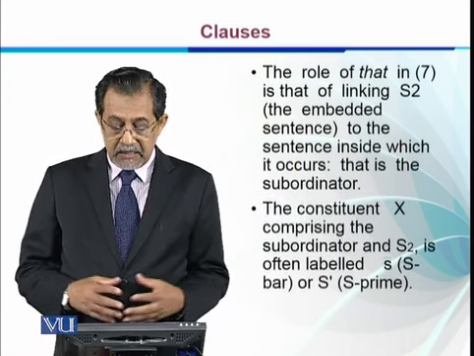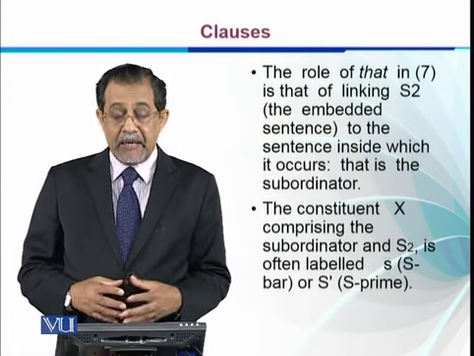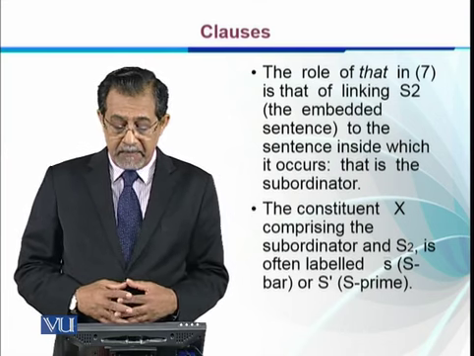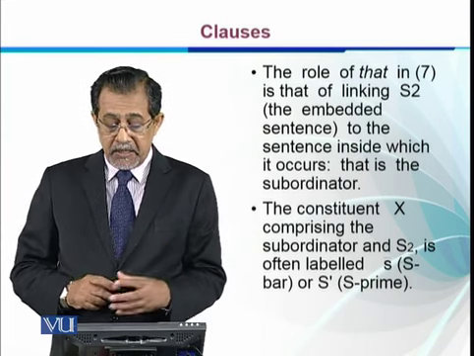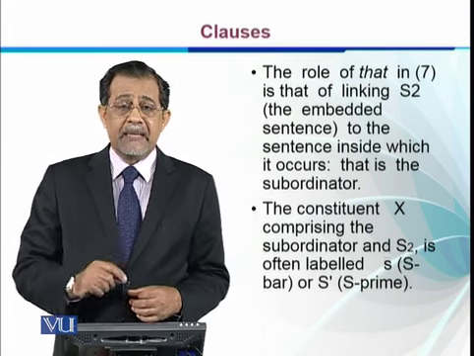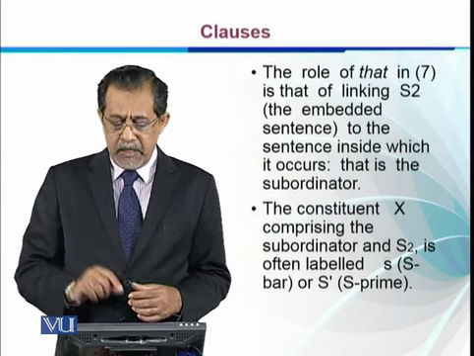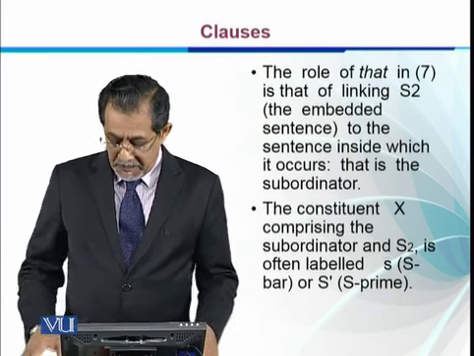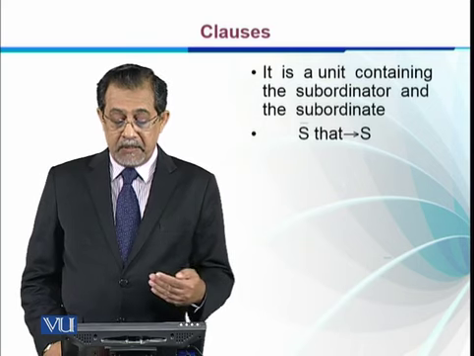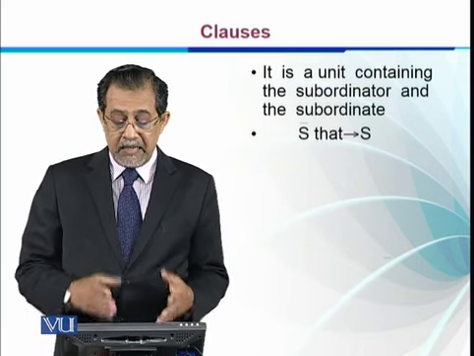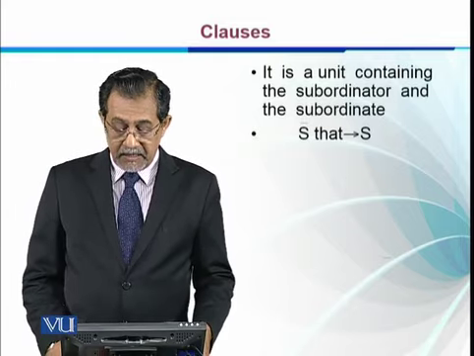The constituent X comprising the subordinator and S2 is often labeled as S bar or S prime. So we should know that it is a subordinator, right? So we have named it S bar. S is written with a small bar over it, or it is called S prime. It is a unit containing the subordinator and the subordinate sentence. So you can see that S bar consists of a sentence.